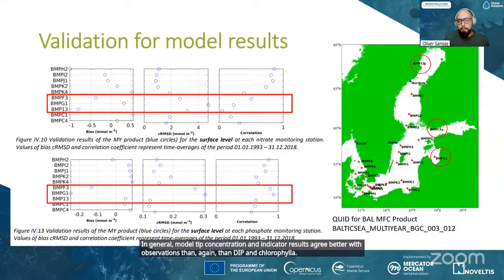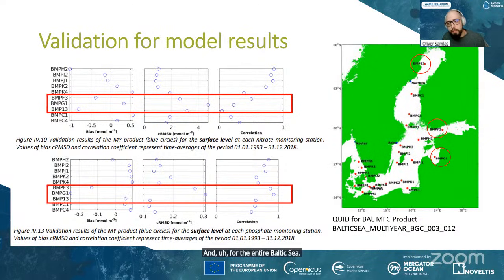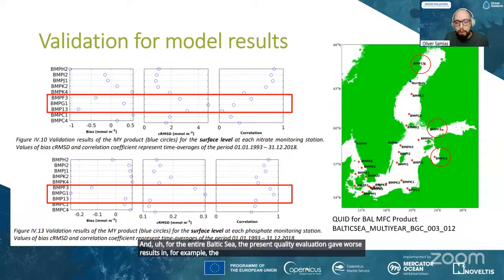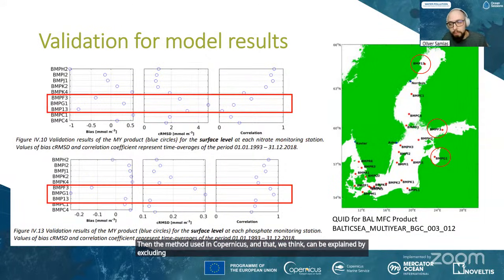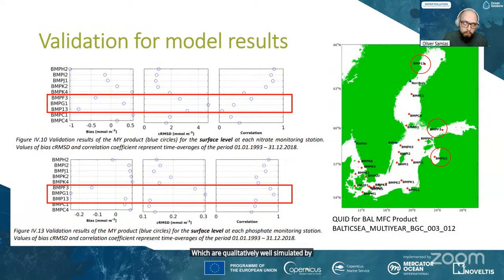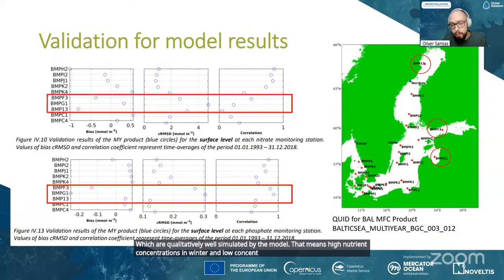And for the entire Baltic Sea, the present quality evaluation gave worse results in, for example, the root mean square deviation for parameters such as NO3, NH4, and PO4 than the method used in Copernicus. And that we think can be explained by excluding seasonal variation from the evaluation, which is qualitatively well simulated by the model. That means high nutrient concentrations in winter and low concentrations in summer.